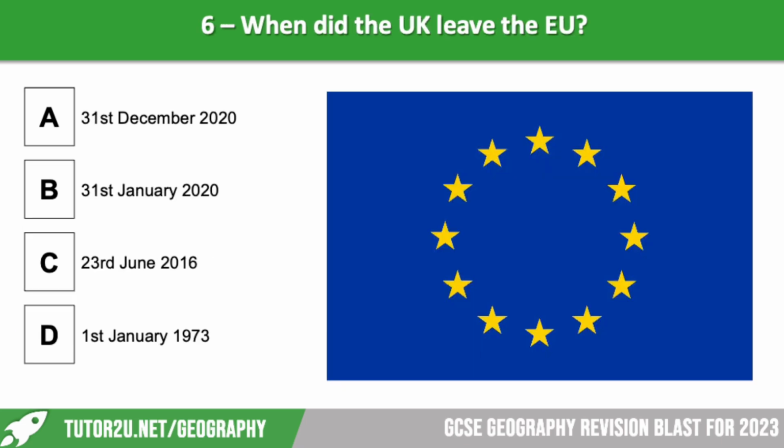And finally, when did the UK leave the EU? So it's the 31st of December 2020, the 31st of January 2020, 23rd of June 2016, or the 1st of January 1973. What date did we leave the EU? Okay, let's have a look. It was the 31st of January 2020. So this happened after a transition period. The Brexit vote was on the 23rd of June 2016, and we actually joined the EU on the 1st of January 1973.